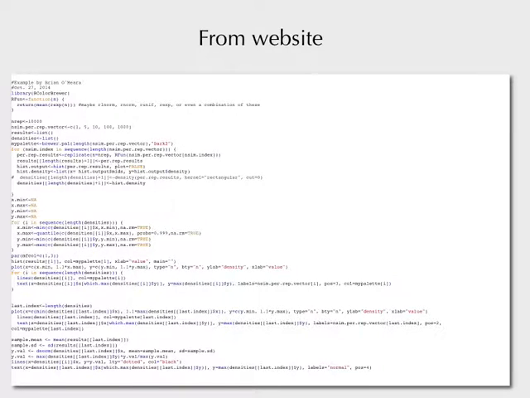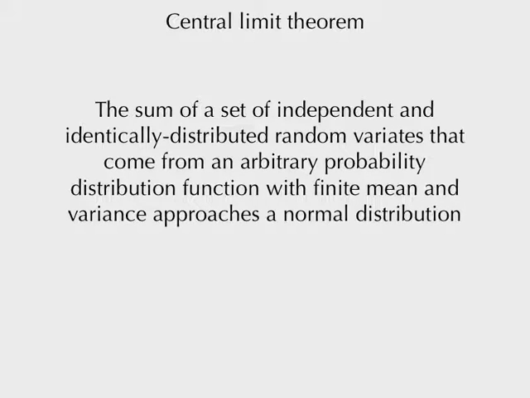So, the central limit theorem. Here is the central limit theorem: a sum of a set of independent and identically distributed random variates that come from an arbitrary population distribution function with finite mean and variance approaches the normal distribution. Okay, so let's unpack this a bit. Independent and identically distributed, IID, if you say it. What does that mean?